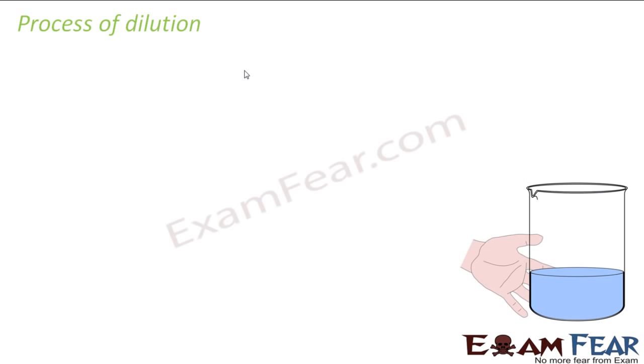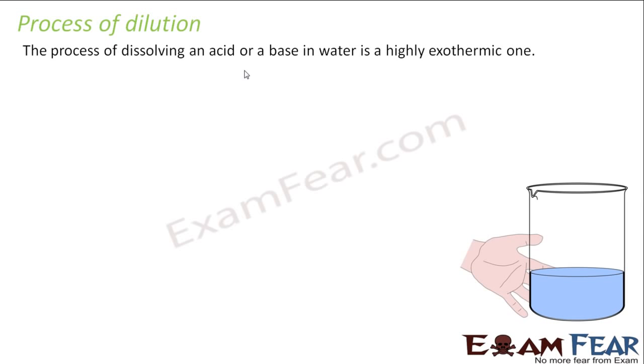We know what dilution is, because we have learned about concentrated and diluted acids and concentrated and diluted bases. So we generally dilute the acid or base. The process of dilution is highly exothermic because it gives out a lot of heat. You put acid in water or base in water, it gives a lot of heat, right? So extra care has to be taken.